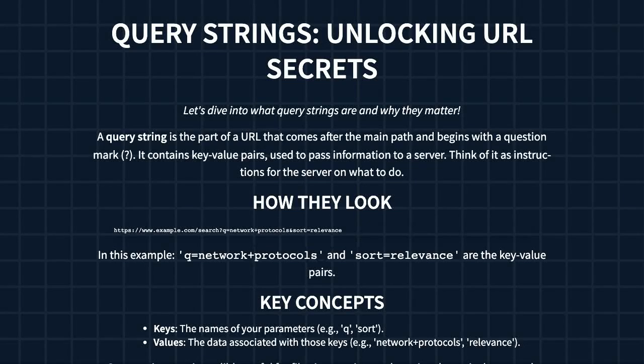Okay, let's talk about query strings. They're a really important part of how URLs work, especially when you're dealing with searches or any kind of dynamic content. Basically, they are the bits after the main URL path starting with a question mark. They're made up of key-value pairs, like instructions for the server. For instance, in this example, https://www.example.com/search?q=network+protocols&sort=relevance, q is the key and network protocols is the value, it's telling the server you want to search for network protocols. And sort is another key with relevance as its value. They help the web server understand what you want.